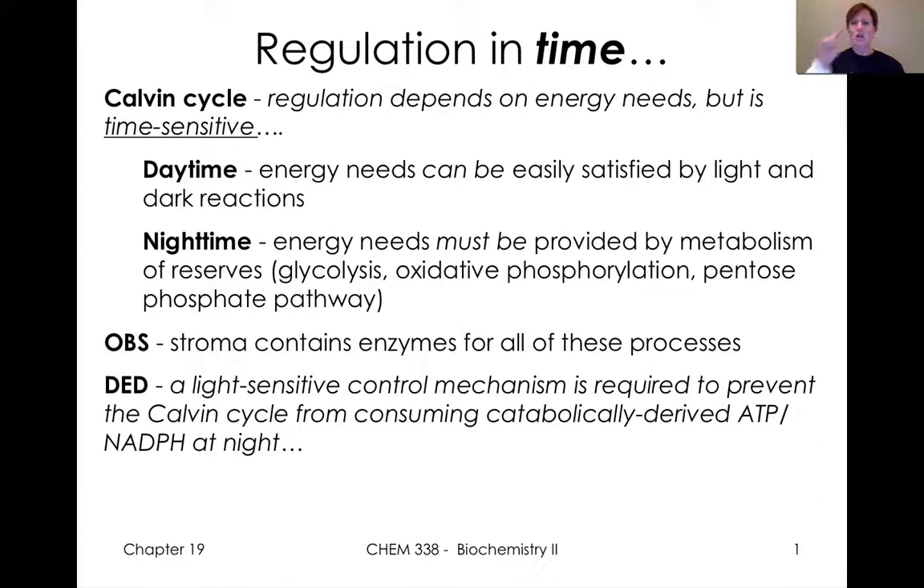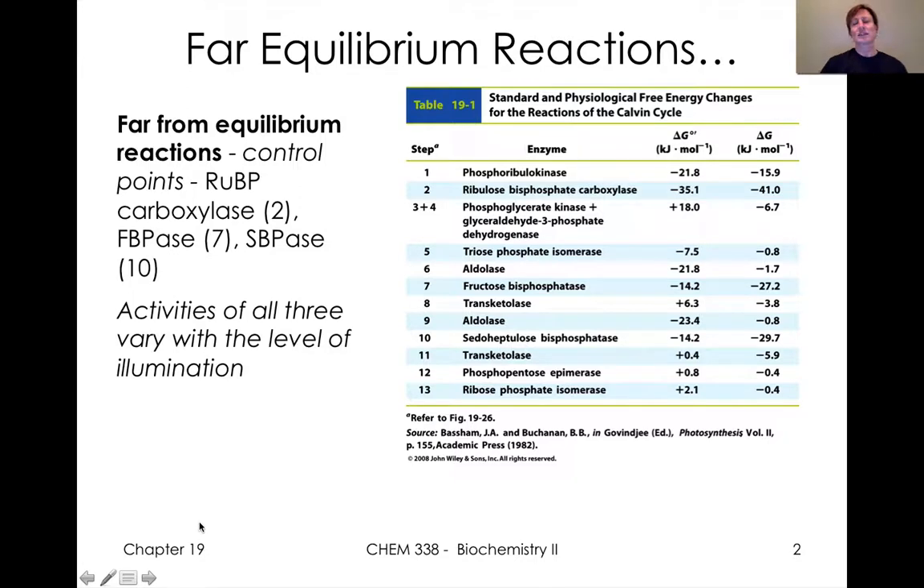But clearly we don't want to create this futile cycle where the Calvin cycle takes that ATP and the NADPH from the pentose phosphate pathway and uses it to remake the carbohydrates that it just broke down. So we need to make sure that we have the Calvin cycle not working when it's dark out. As we'll see, the stroma contains all of the enzymes for these processes, so we're going to talk about how this is regulated in a light-sensitive way.